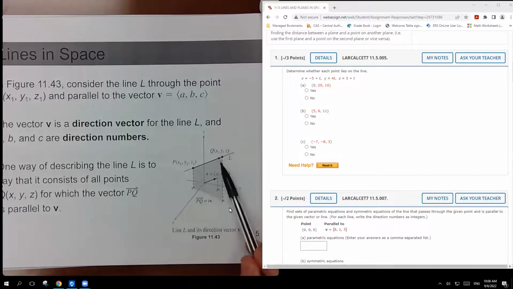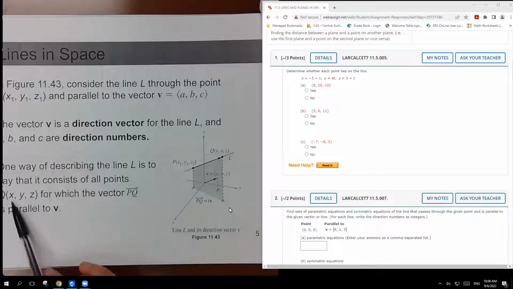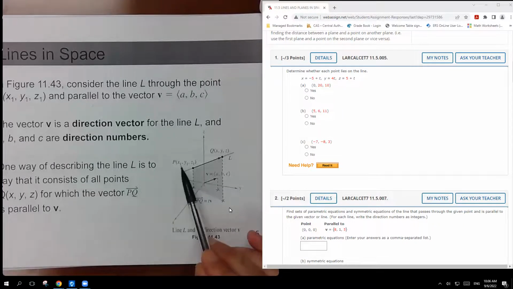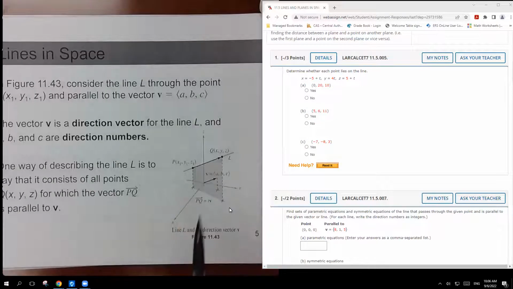So here's a line, line PQ. If you see here, they give you only the point X, Y, Z, and then they choose another point X1, Y1, Z1. That means the line is going to be PQ. And here's the vector. It has exactly the same direction as the line. This is a direction vector to the line L, which is the line PQ. Here's the direction vector ABC. So let's put these together.